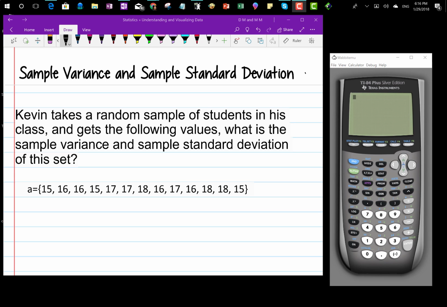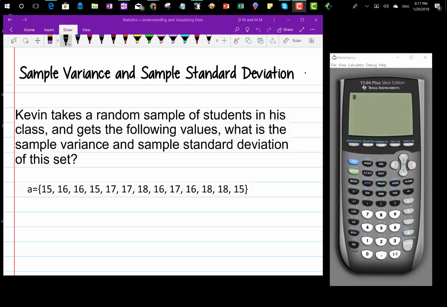Hi everyone, in this video we're going to be finding sample variance and sample standard deviation. They tell us that Kevin takes a random sample of students in his class and gets the following values. What is the sample variance and sample standard deviation of this set?